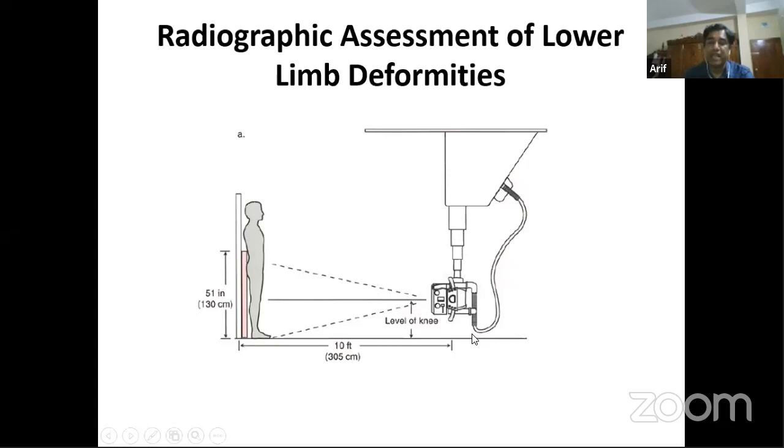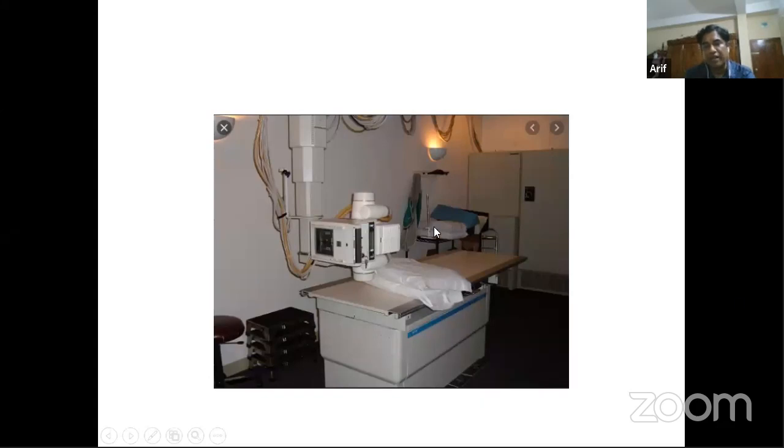But this type of X-ray mobility is not possible in many centers. What do many centers have? Usually, we have this type of X-ray machine, and there is a bed which is more or less fixed. I am just describing the most common situation, but many centers have good X-ray conditions.